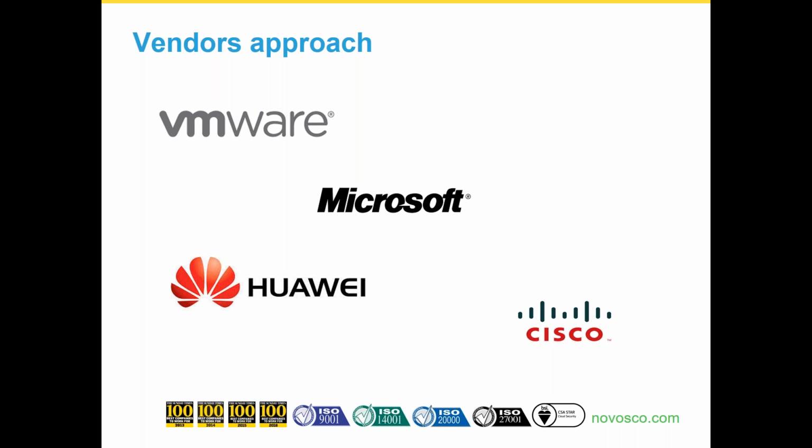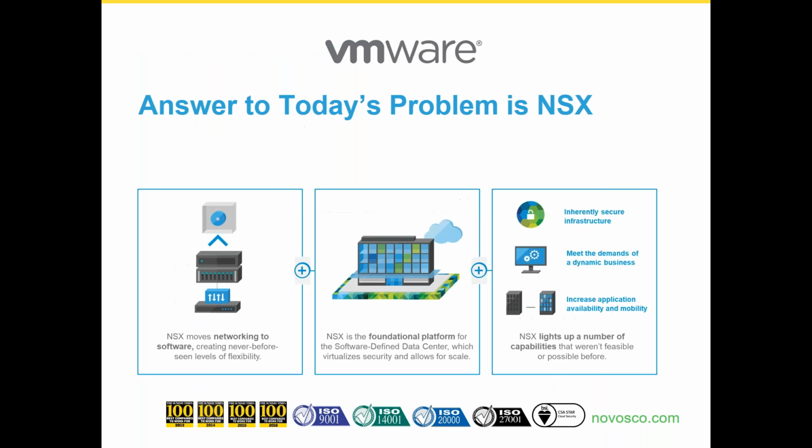But VMware, Microsoft, and Cisco, excuse me, still have a story to tell. So what is their story? Well, for those of you that didn't already know it, VMware's approach is that the answer to today's problem in the data center around networking is NSX, their network virtualization technology. NSX is the be-all and end-all. And do you know what? It's a bloody good product.